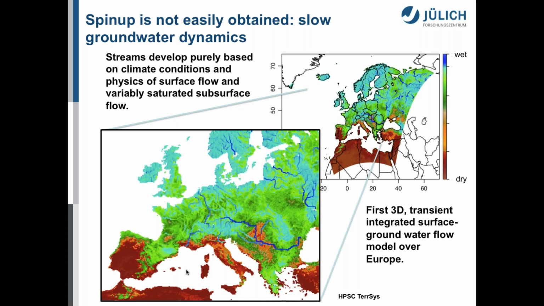So yeah, and this shows you a picture of dryness and wetness. You see here the major river systems like the Danube, which is of course very wet, and then you see here, for example, the Rhine River system, and you see these very dry patches in southern Europe, in Spain and Portugal, which at least shows that the model is developing realistically.